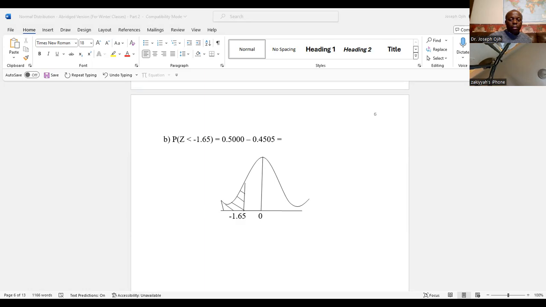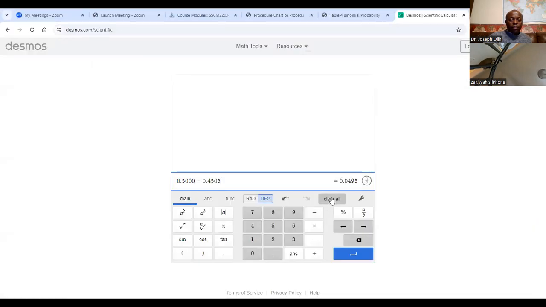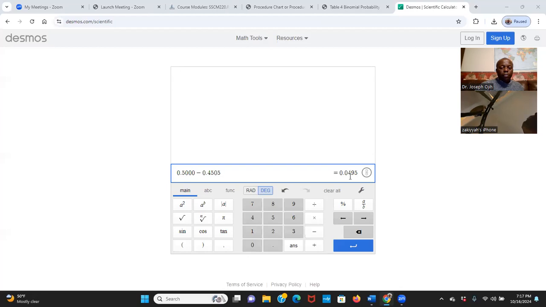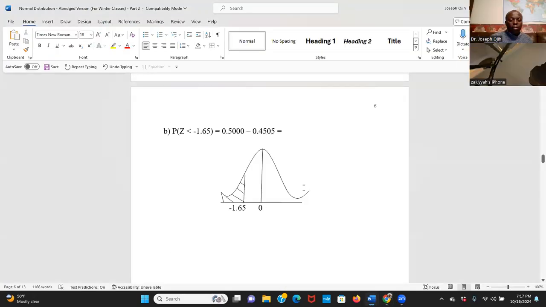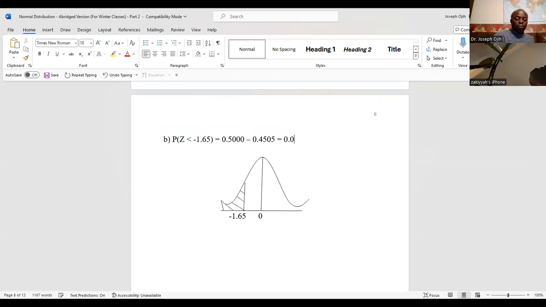On the calculator, see? 0.500 minus 0.4505. Okay, you can see this, right? Yep. I got 0.0495. So I'm gonna put it right here. 0.0495. And that's how you solve it.